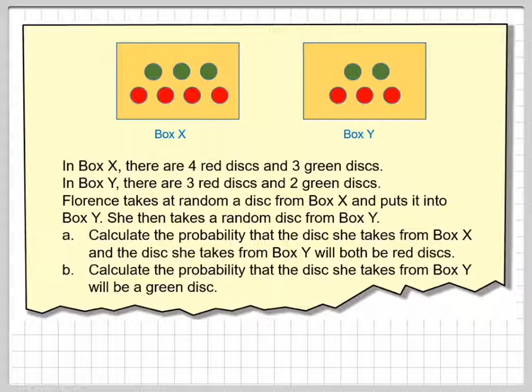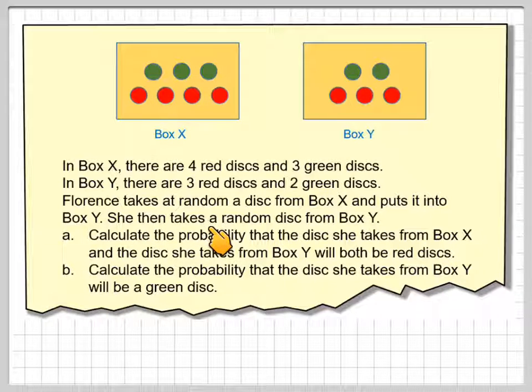Okay, this is a probability question which is going to involve you drawing a tree diagram. It says in box X there are 4 red discs, so we've got 4 red discs and 3 green discs. In box Y there are 3 red discs and 2 green discs.